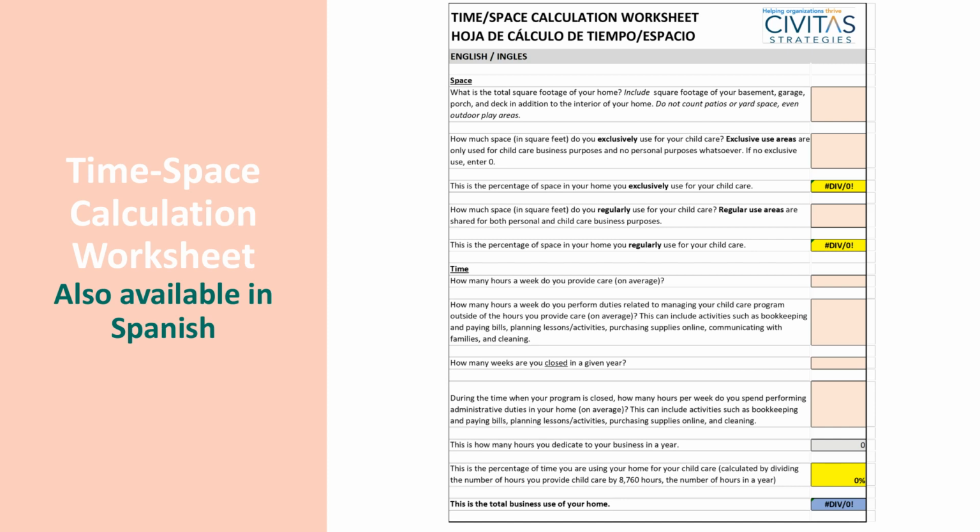You can also use the helpful worksheet to calculate your time-space percentage. You can find the link to this worksheet in the tool that accompanies this presentation. When using your time-space calculation for tax purposes, you are encouraged to review the IRS instructions for Form 8829, Expenses for Business Use of Your Home, or consult with your professional tax preparer.